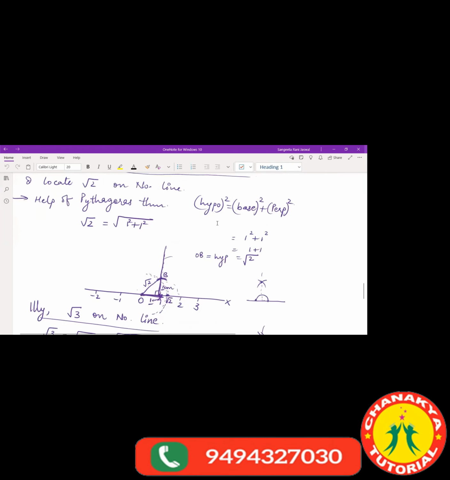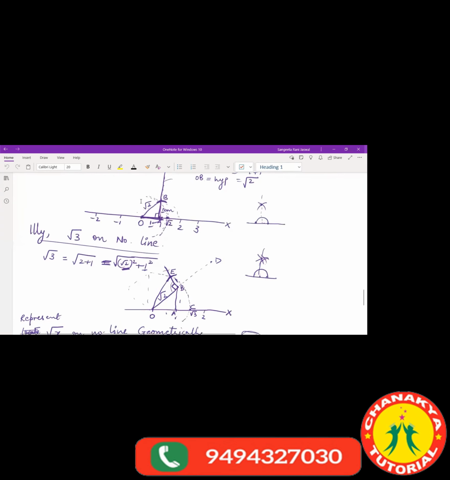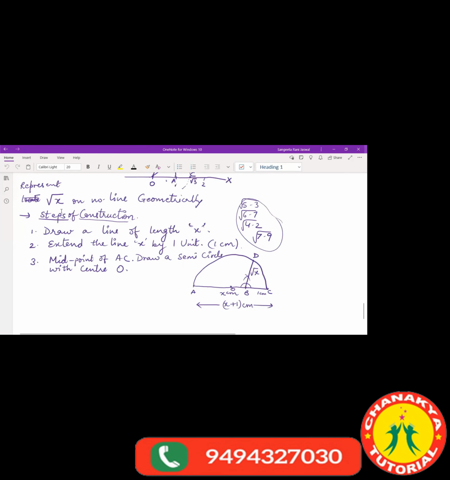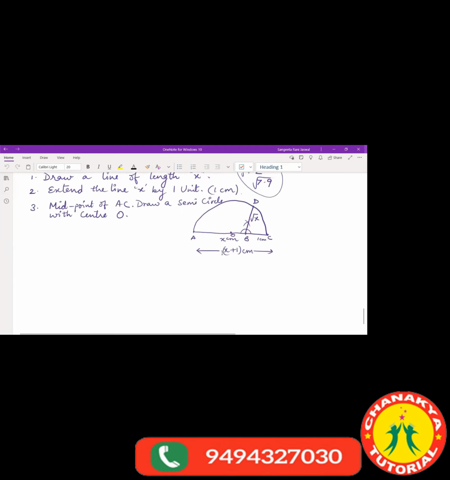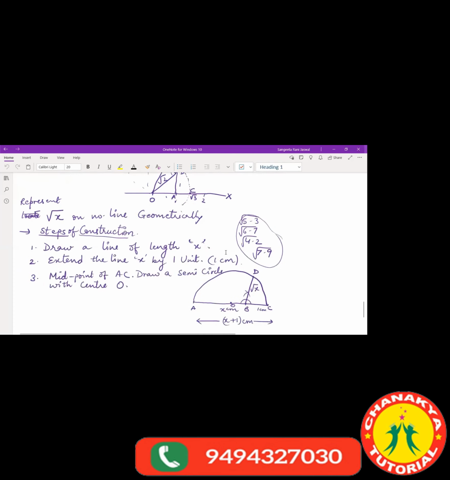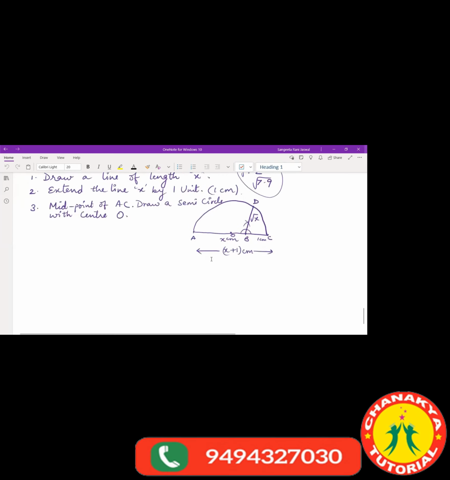Okay. So we studied how to plot root over 2, root over 3, and then how to plot root over x on the number line. Now with this root over x, we'll find out how to plot some decimal numbers also. Let's suppose you are given root over 5.3. In your book, you have a question root over 9.3. So let's do that.